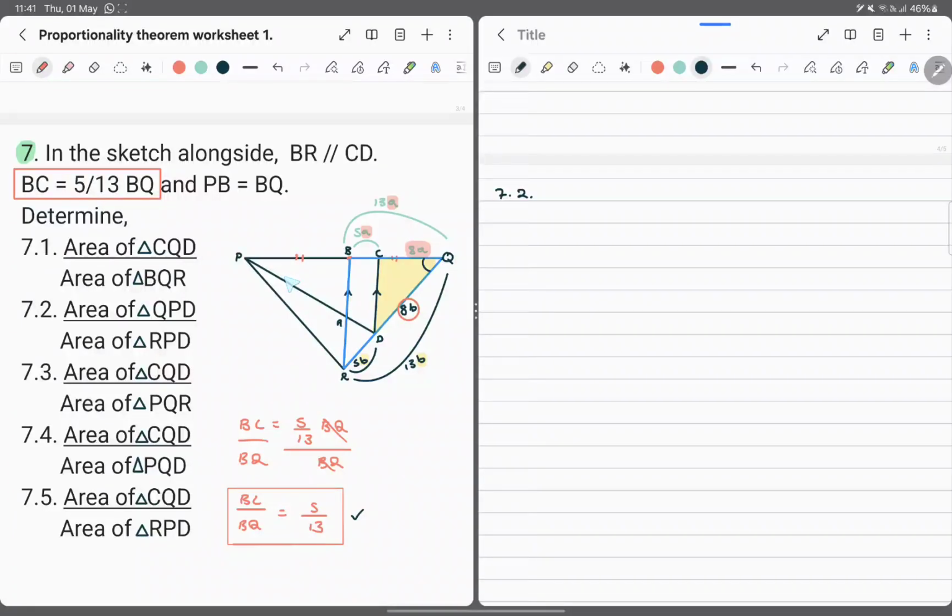I'm thinking, but I don't know if what I'm thinking is right or wrong. Okay, let's see it again. It's QPD. QPD. Okay. Over triangle RPD. So the side that is common to these two triangles is side PD, right? This is the common side.